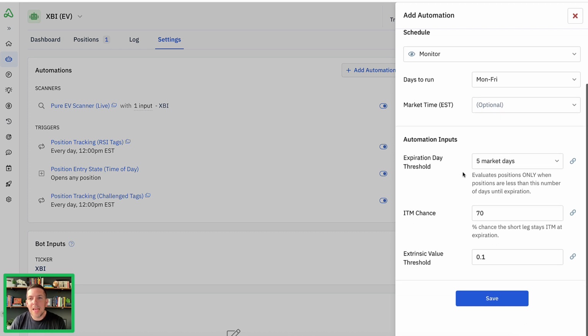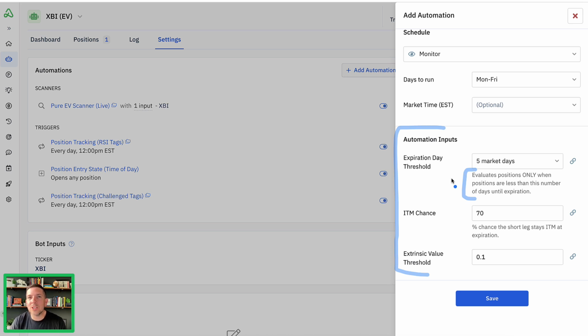It doesn't matter. And then it has a couple inputs, and these are really simple. Number one is the expiration day threshold. So it'll evaluate a position only when the position is less than this number of days until expiration. I have mine set to 5, which means essentially expiration week.